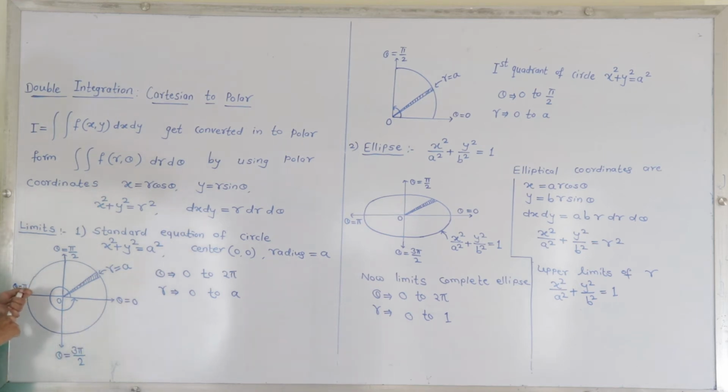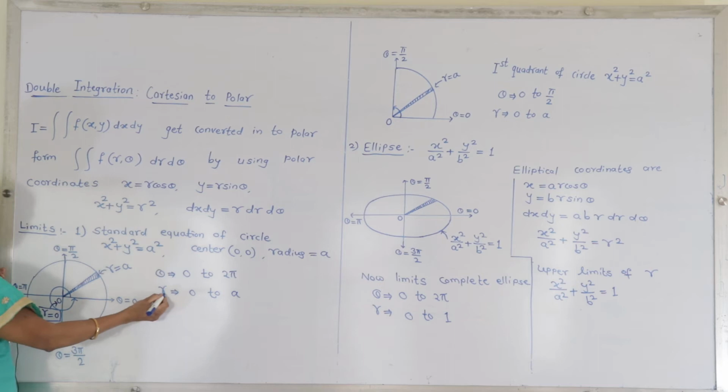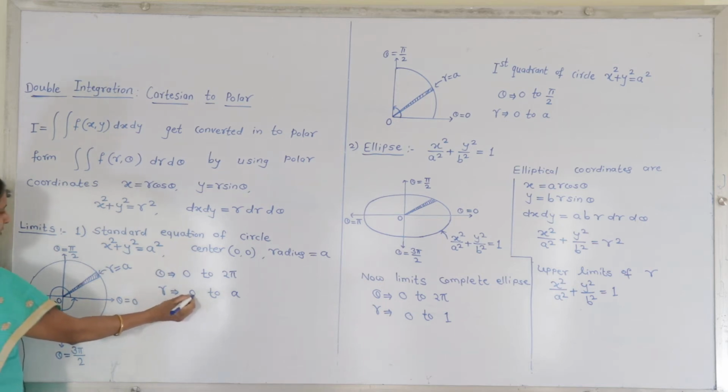Now if we have to find the limits in this polar form, we have to take this type of strip, this shaded line. This is a flexible strip. Now the end point of this strip is at the origin, and therefore the limit of r at this point is r is equal to 0. Limit of r means the limit of the strip. The lower limit of the strip, that is the lower limit of r, is 0.